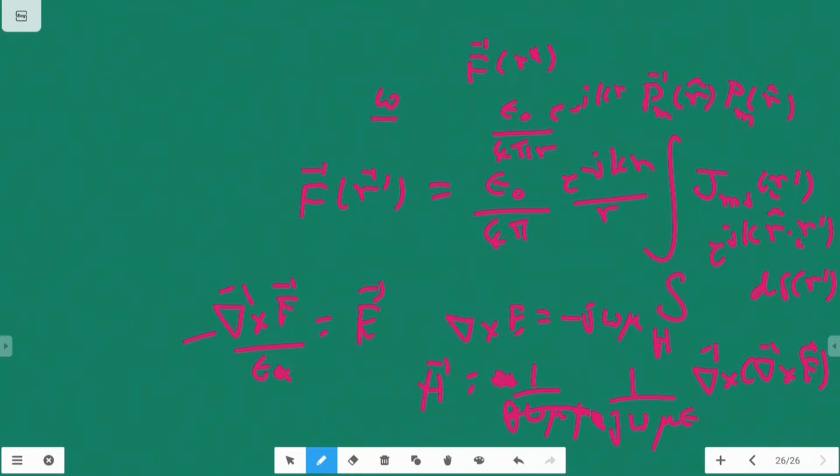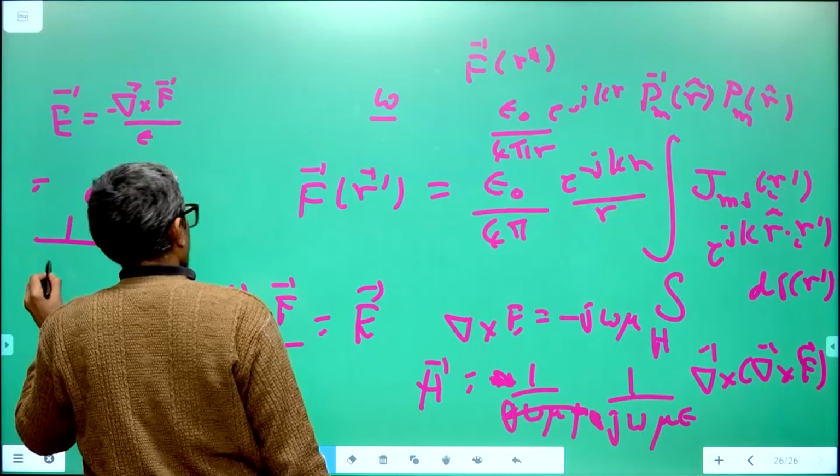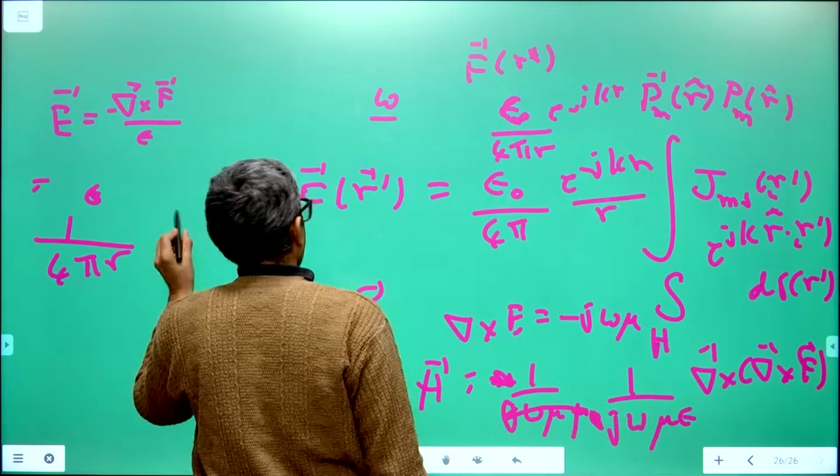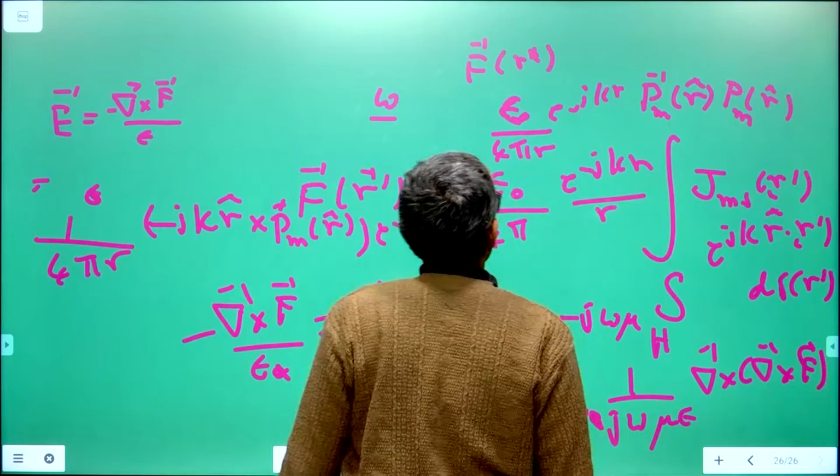And for example, to calculate del cross of this, if you want the electric field in the far field zone, it will be equal to del cross F divided by epsilon, which is equal to 1 by 4 pi r, epsilon, not epsilon naught, into minus j k r cap cross PM, e power minus j k r. So, instead of P, you are having PM here.